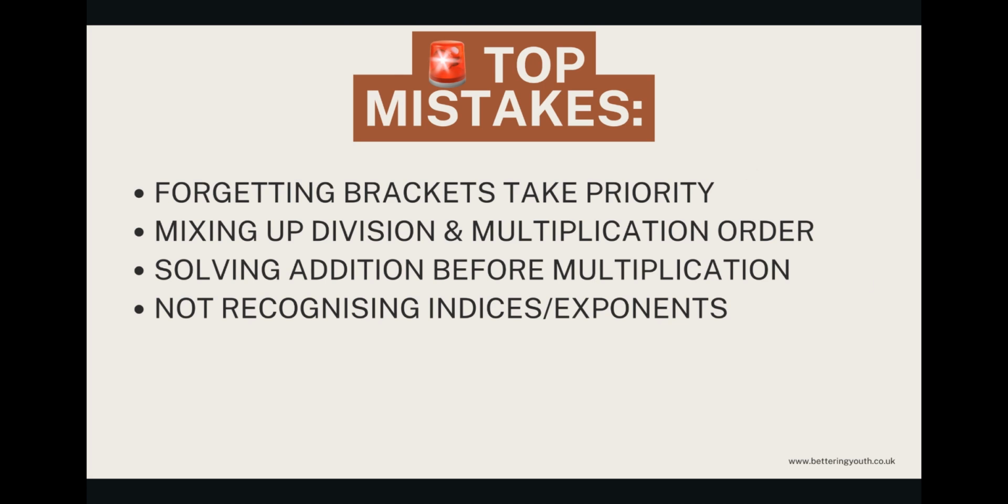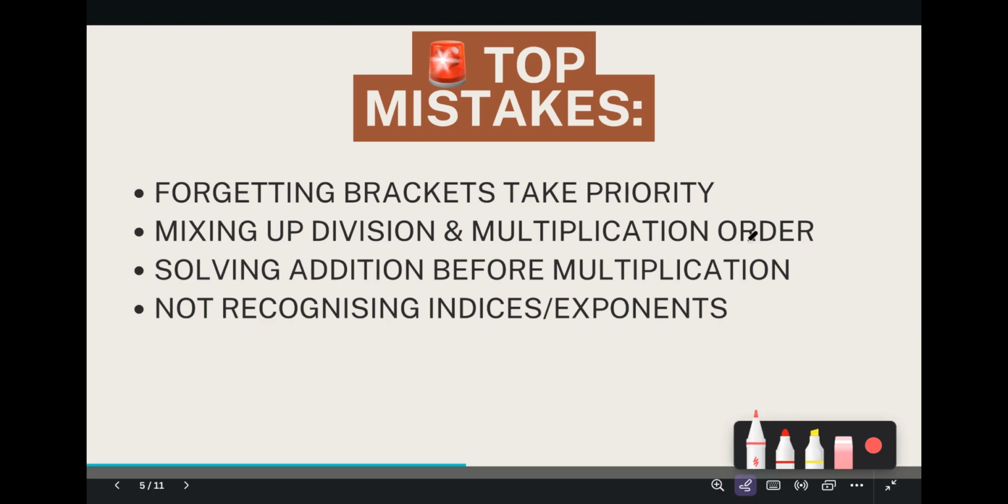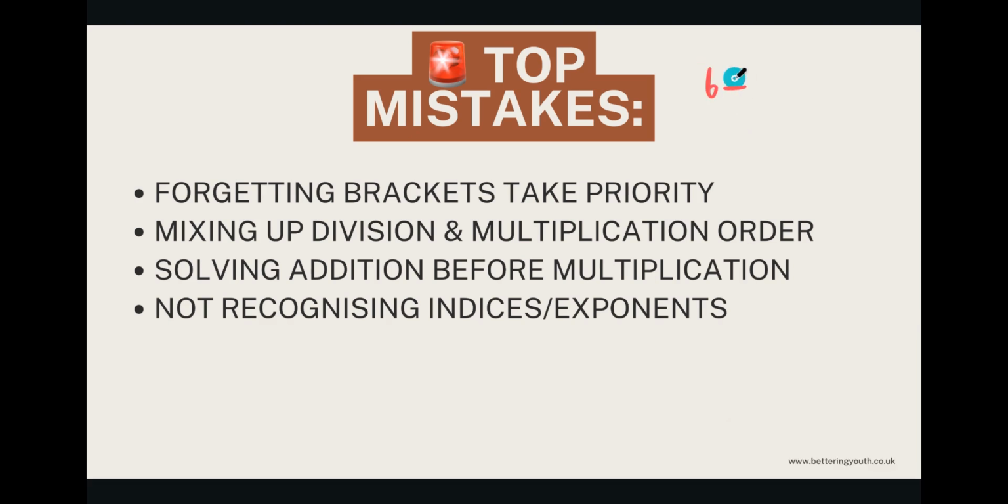The next part says mixing up division and multiplication order. We're going to dive into this a little bit more, but what I want you to remember is that division and multiplication, even though the D comes before the M in the word BIDMAS, are completed in the order in which they arrive. Which means if I have a division first, and then I have a multiplication, then I'm going to complete the division first. 6 divided by 2, which is 3. 3 times 3, which is 9.